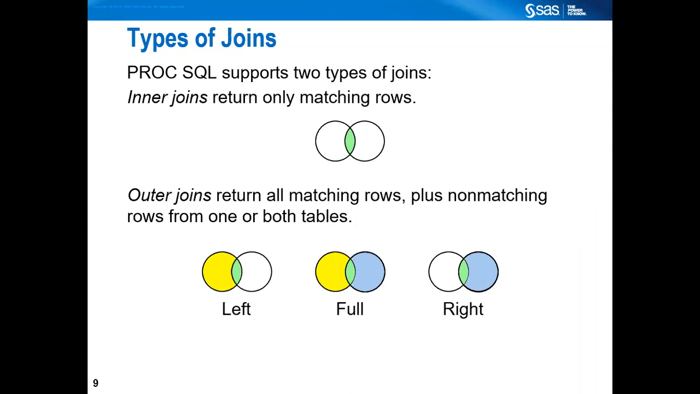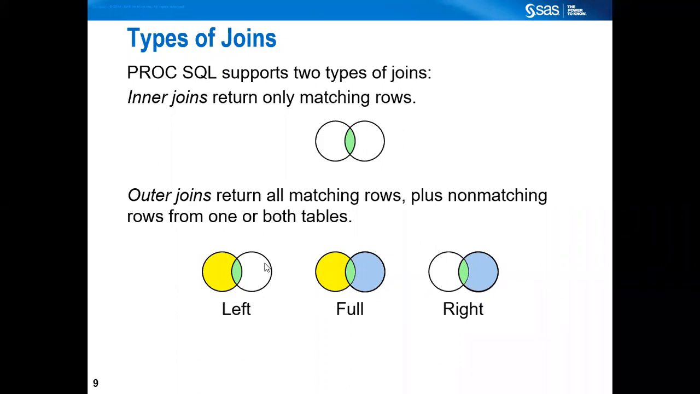So these are the types of joins. PROC SQL supports two types of joins, inner join and outer join. Outer join has three ways of joining. So what is an inner join? If you look at this diagram, it shows two circles combined with a common area highlighted. This is where we join two tables by selecting only matching rows, which is termed an inner join. Whereas for outer join, there are three ways of performing it: left, full, right.